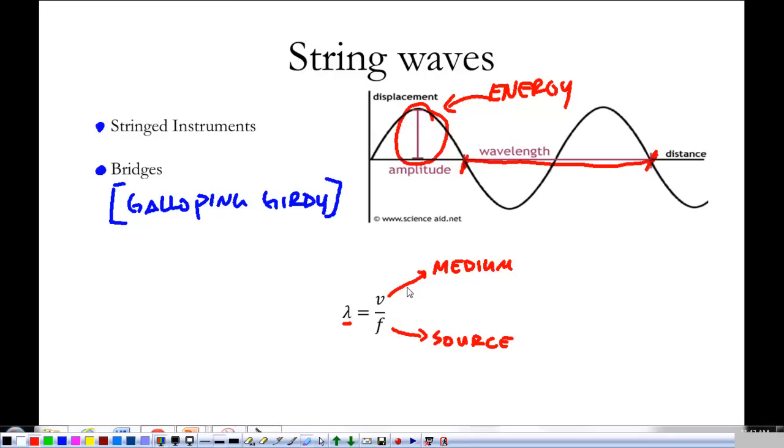The only way to change the velocity is changing the medium. For a string, it's making it tighter or looser, and that's what you guys do with your stringed instruments. And the only way to change frequency is by somehow adjusting the source, getting something else that's going to cause our object to vibrate. So, string waves.